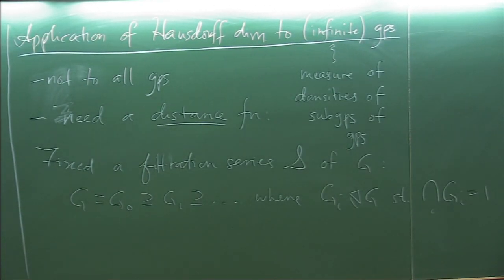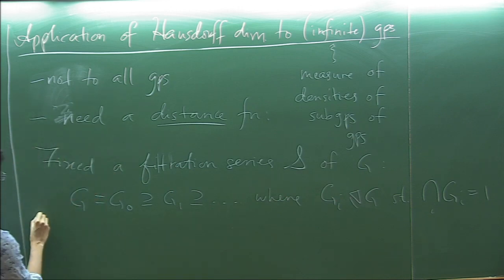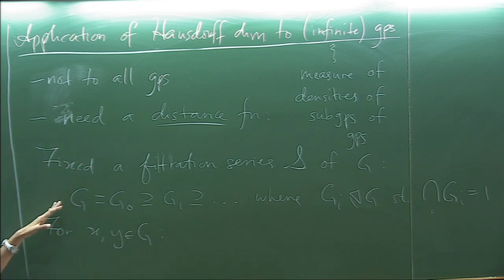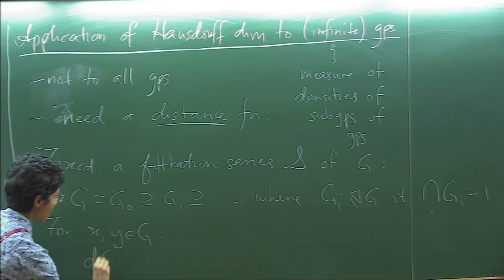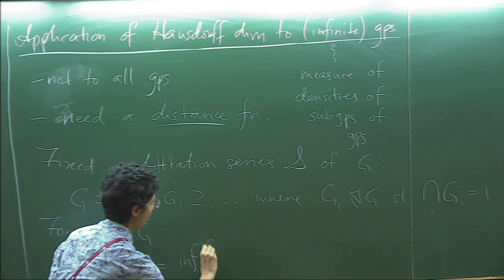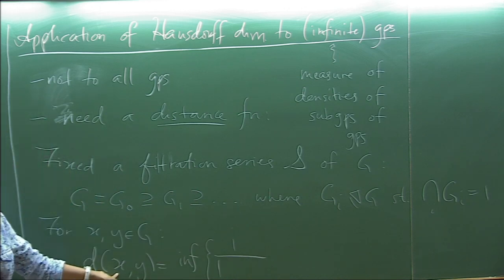Once you have this, you can then define a distance function. What does that tell you? You want to know, if you pick two random points in your group, how far apart are they? So let's take two random points, little x and little y in G. This is how I would define my distance function here. It's a bit long, but let me first tell you what it is.